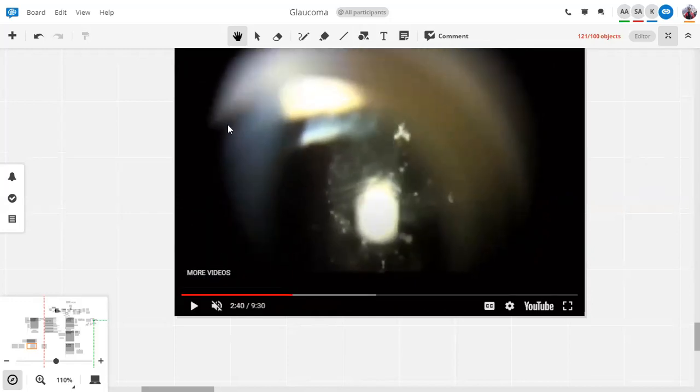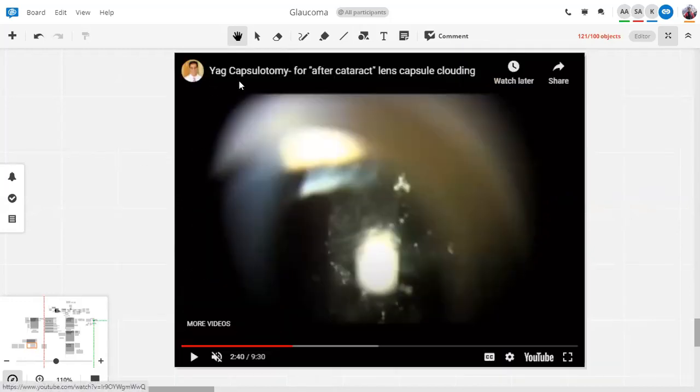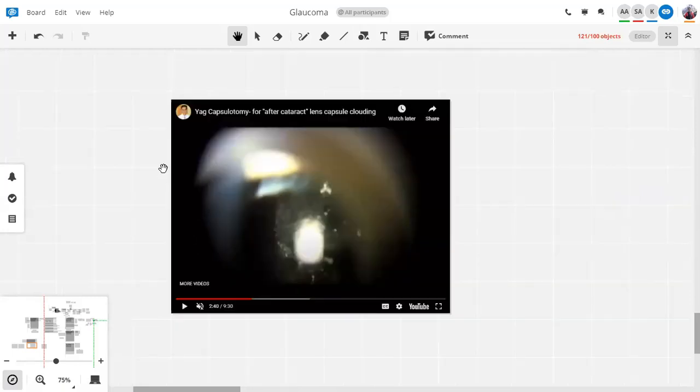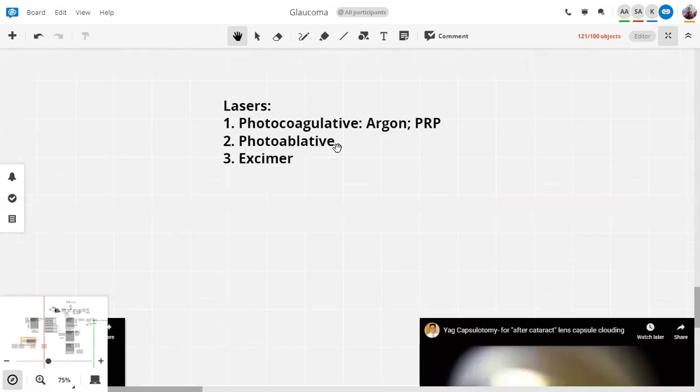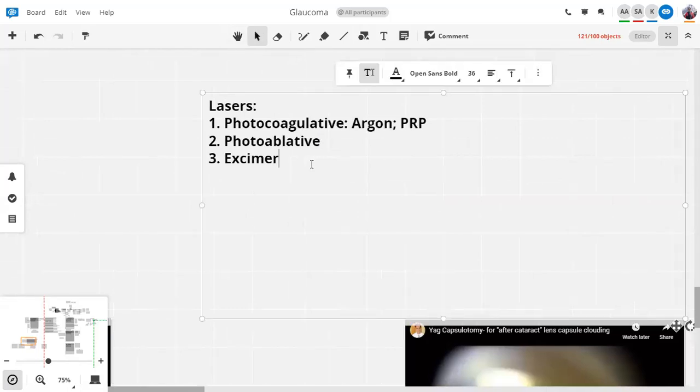Okay? So you can see how this laser creates holes. You can see how it creates holes, how it destroys the posterior capsule and makes an opening. So as the title indicates, this is a YAG laser, which is being used for YAG capsulectomy for after cataract. This type of laser is a photoablative laser. YAG, and it's used for capsulectomy.